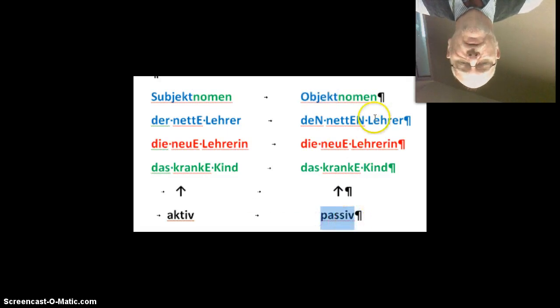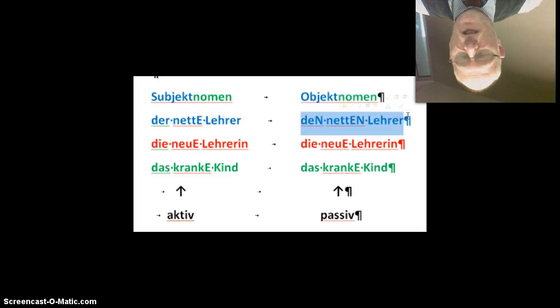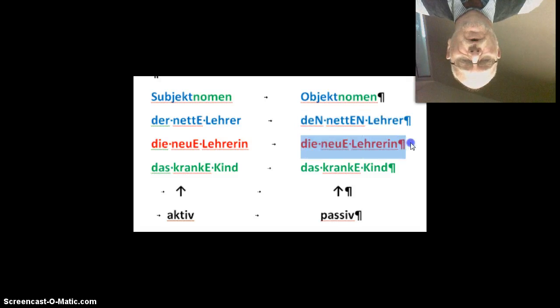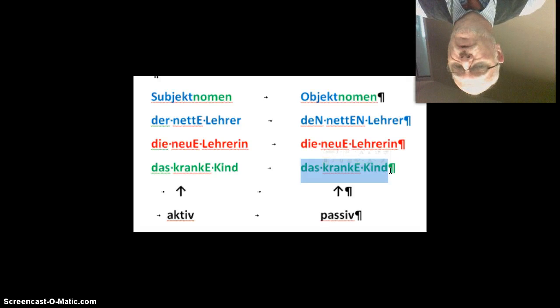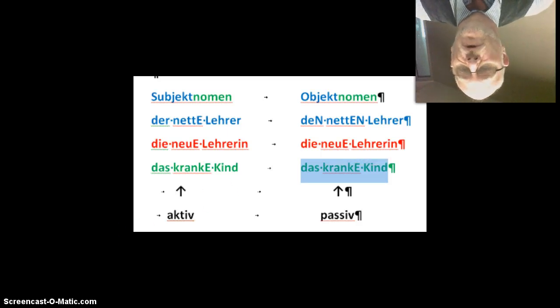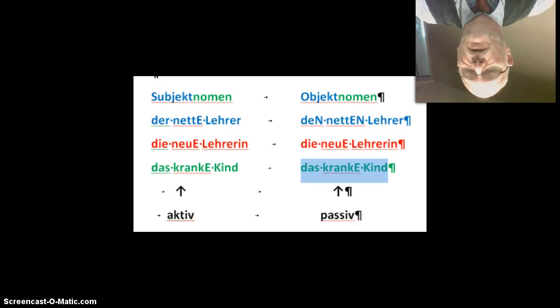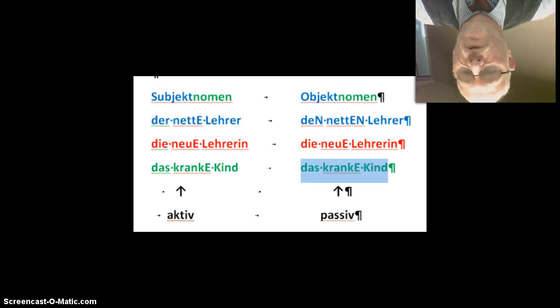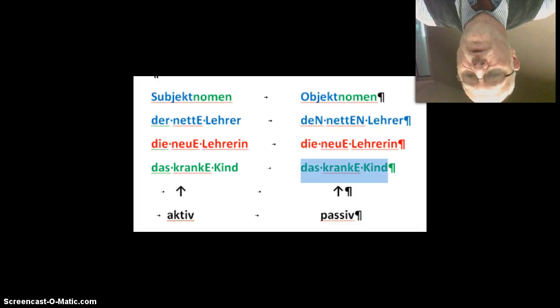And because it is passive, we know it is an object noun, in which case it follows that these endings that I'm now highlighting, den netten Lehrer, die neue Lehrerin, and das kranke Kind, are the endings we use when the noun in a German sentence is not the subject. We've also discussed and ascertained that of those 6 sets of endings, 5 of them are the same.